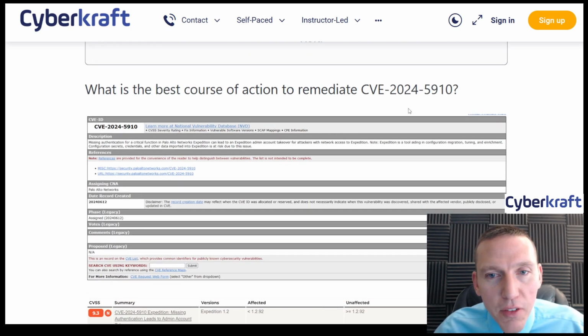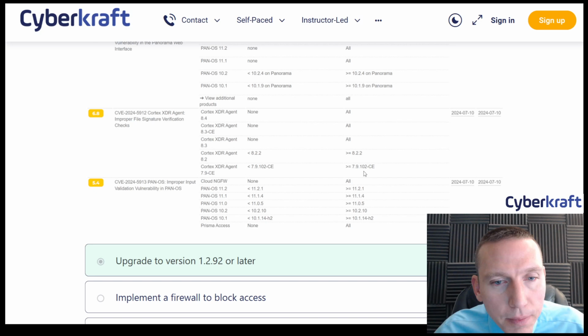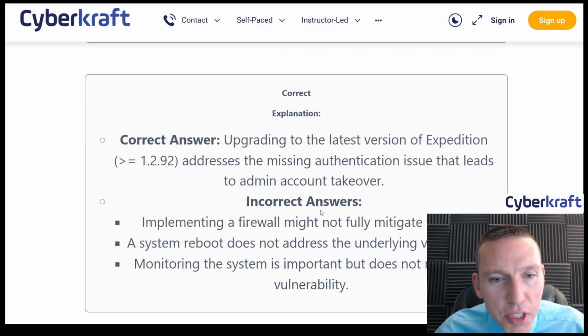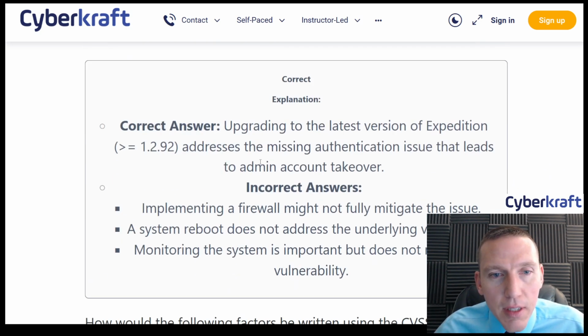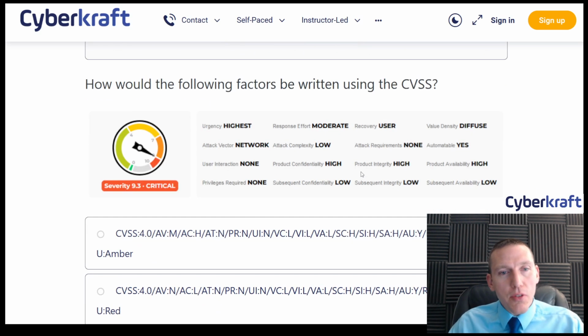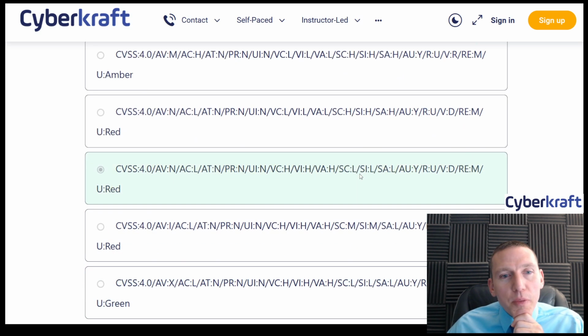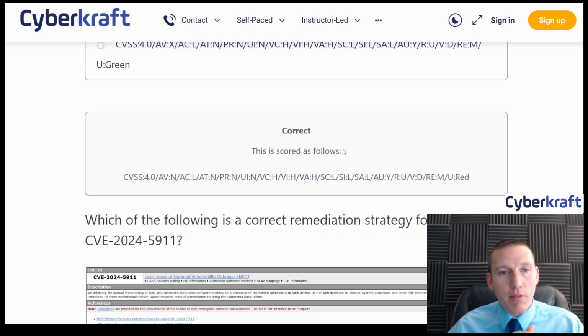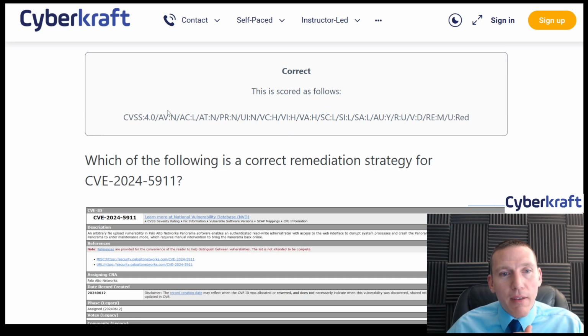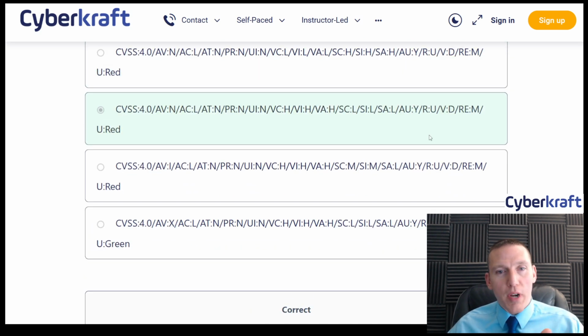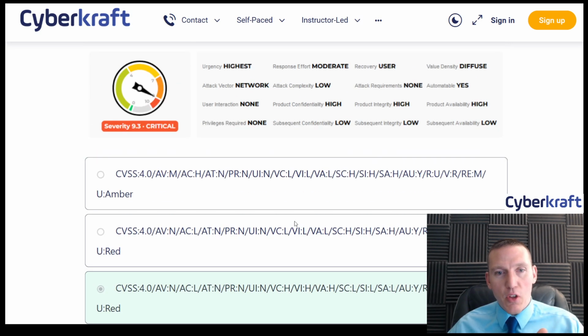Best action for 5910: upgrade to this version. It addresses the missing authentication issues. This one should be right. Okay, we were right on that one. We should definitely get that right. And scored. I mean, it's pretty straightforward. It's the scoring. You just have to know the shorthand.